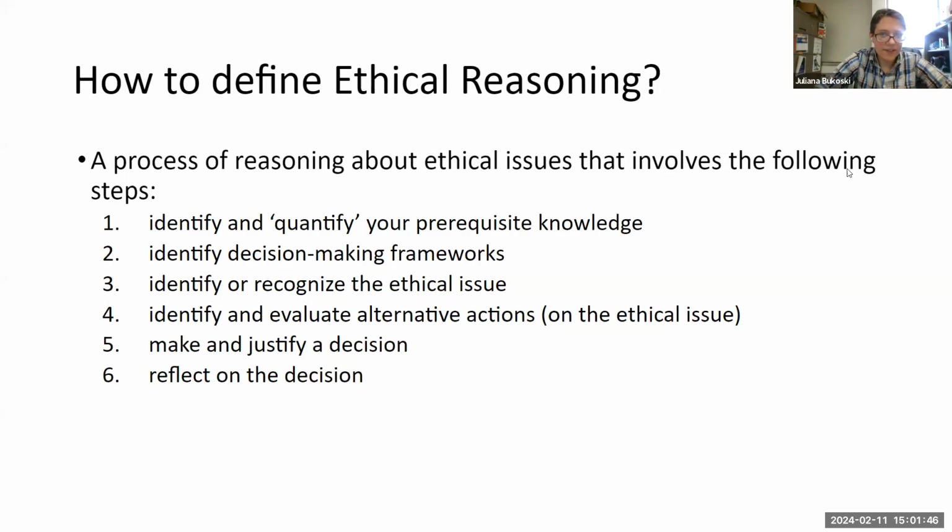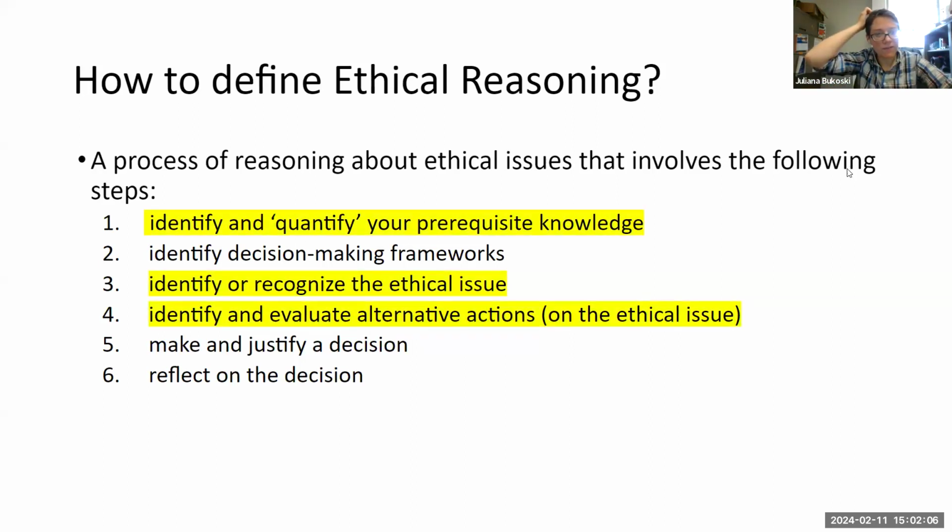How we define ethical reasoning is a process of reasoning about ethical issues that involves the following steps. These are things that we could focus on, and the ones that we were really focused on when we were writing problems were these three: identifying and quantifying your prerequisite knowledge, identifying and recognizing the ethical issue, and identifying and evaluating alternative actions.